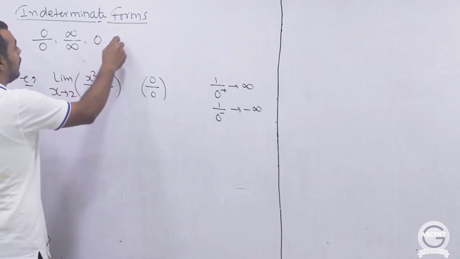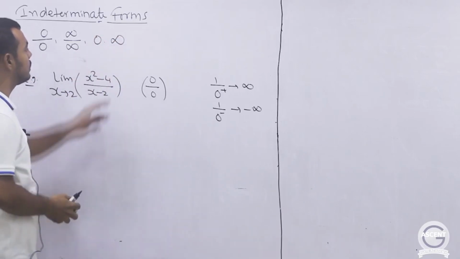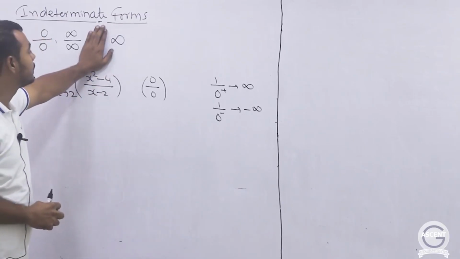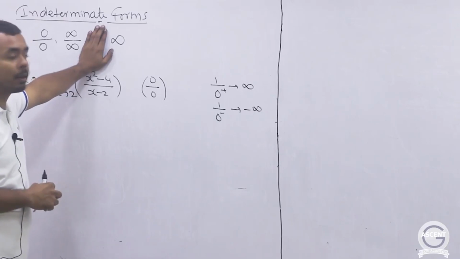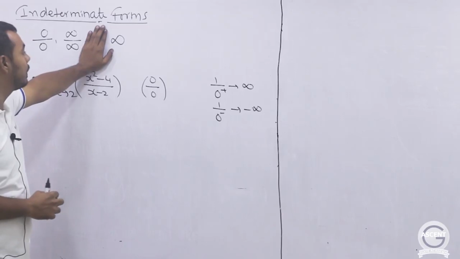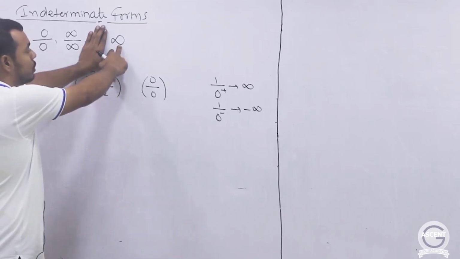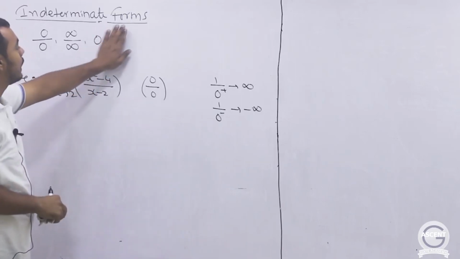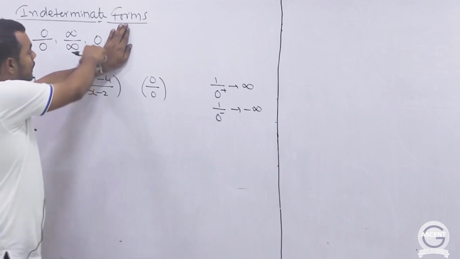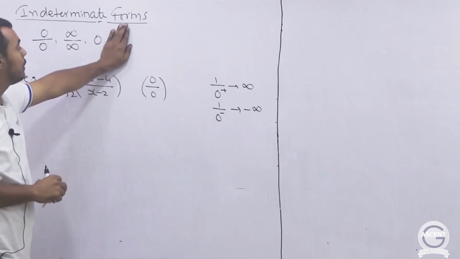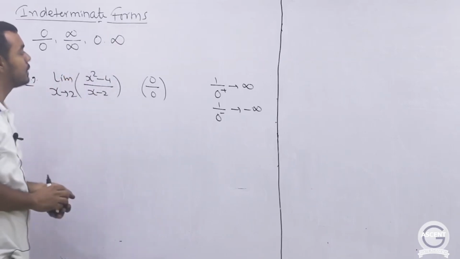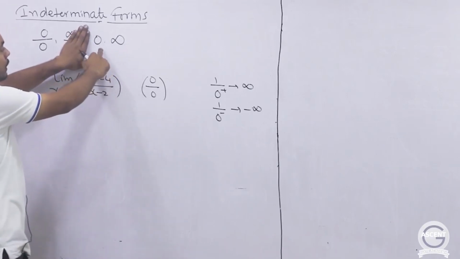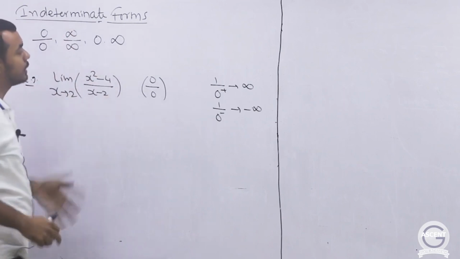Similarly, the third one, 0 into infinity, is also indeterminate, because 0 multiplied by any finite number is 0. Infinity multiplied by any finite number is plus or minus infinity, depending on whether the number is positive or negative. So if you look at the second term only, then this should be plus infinity or minus infinity, depending on whether the first term is positive or negative. And if you look at the first term only, then this should be 0, because 0 multiplied by any finite number is 0. So this 0 into infinity becomes indeterminate. We don't know what value this function is approaching, if the first part is approaching 0 and the second part is approaching infinity.